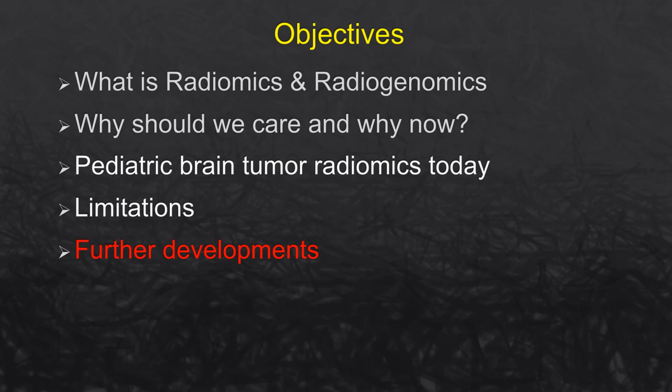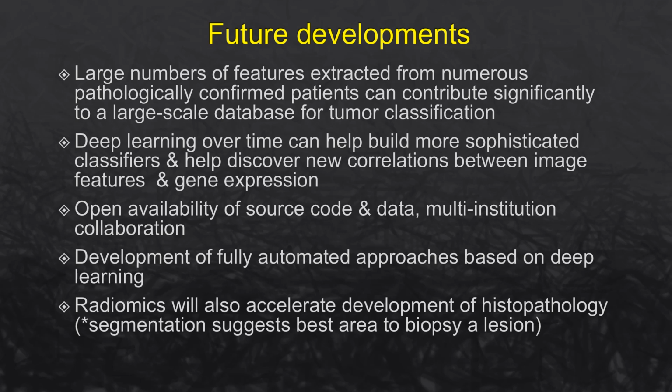So what are the further developments in this area? The dream would be to have large numbers of features extracted from numerous pathologically confirmed patients and develop a large-scale database of tumor classification. And basically deep learning over time can help to build more sophisticated classifiers and help discover new correlations between imaging features and gene expression. It really requires multi-institutional collaboration and open availability of source code and data, and this will allow us to develop these big databases and hopefully help our young patients.